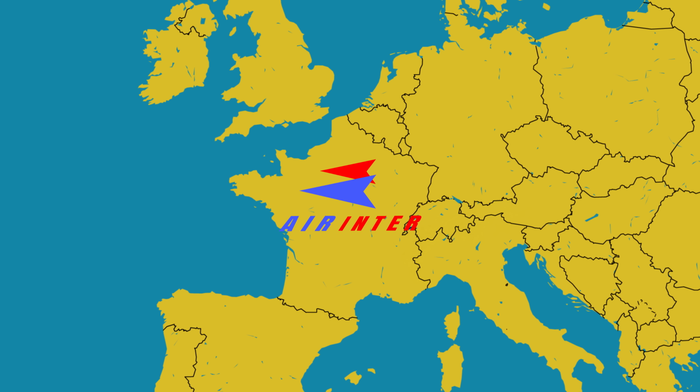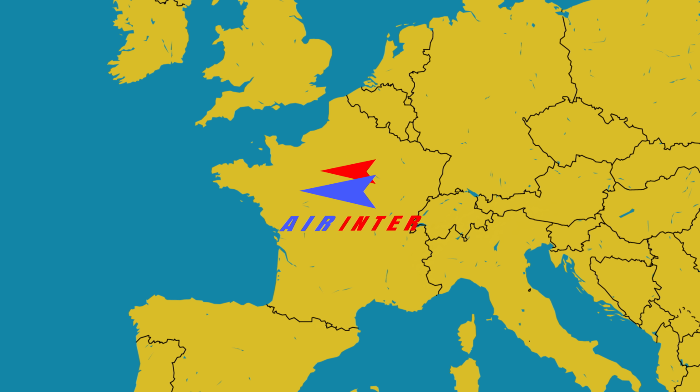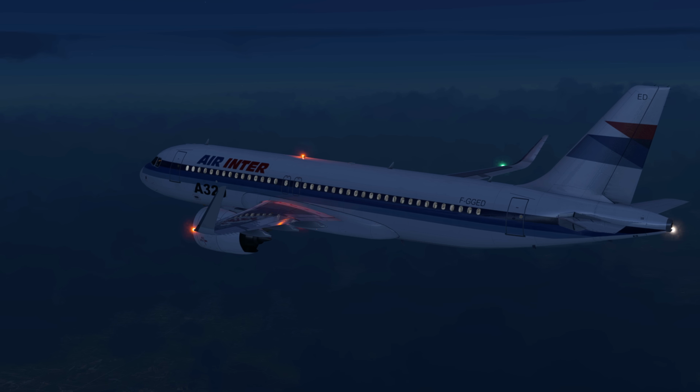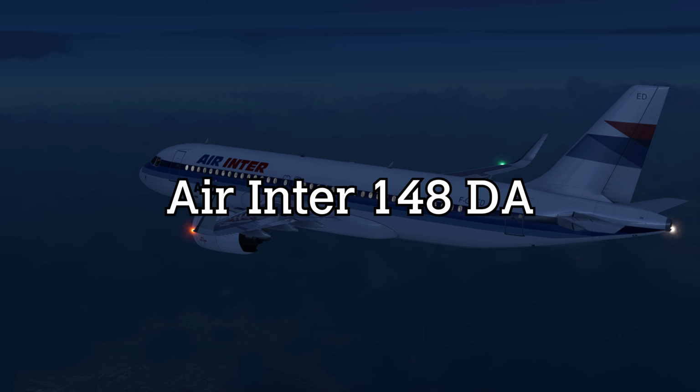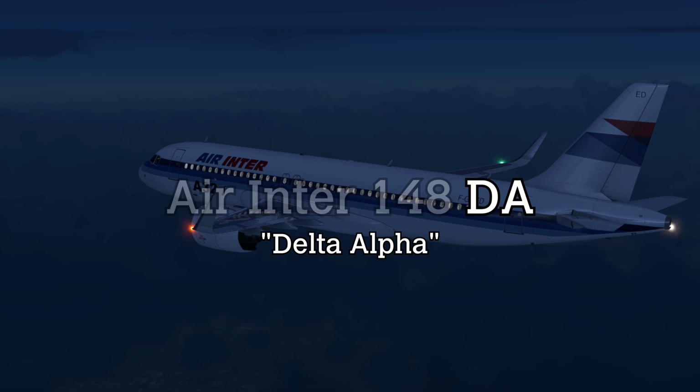Air Inter, in their time, operated a large network of domestic flights within France, directly competing with the TGV intercity trains, the airline often operating out of the larger cities, connecting them with regional airports. Lyon to Strasbourg was one of those. The official call sign for this flight, in full, was Air Inter 148 Delta Alpha, which was abbreviated to simply Delta Alpha in ATC communications. This is something that will come up when we look at the cockpit voice recording later.